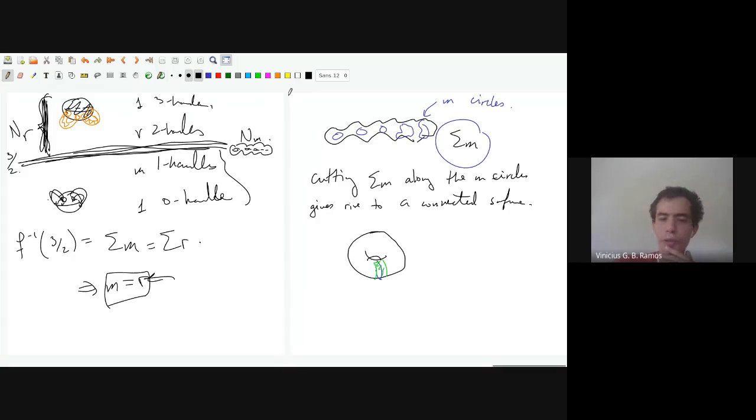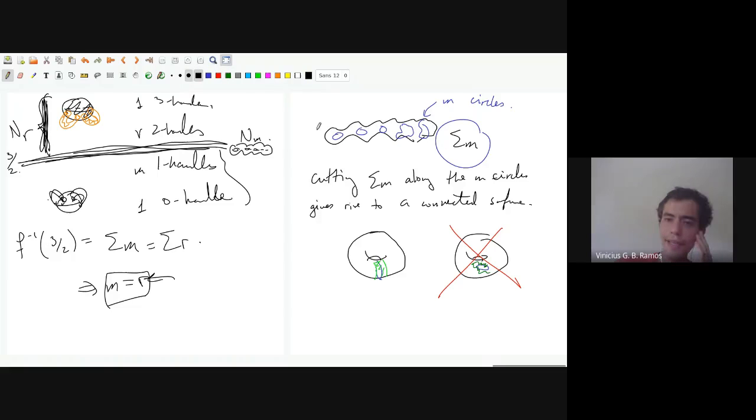Anyway, what you can't do, for example, so this you can do. What you can't do is take a little circle like this. That's not going to work. Because when you attach a two handle to this, then you're not going to end up with something whose boundary is S2. You're going to end up with something whose boundary is disconnected. It's going to be two S2s. Okay, so you can't do this. This one is not allowed.